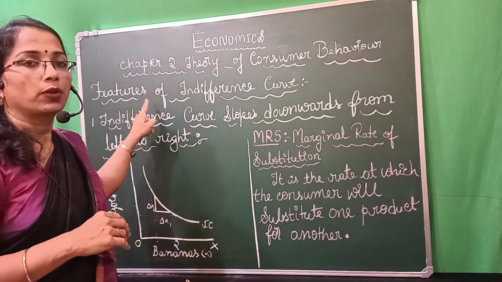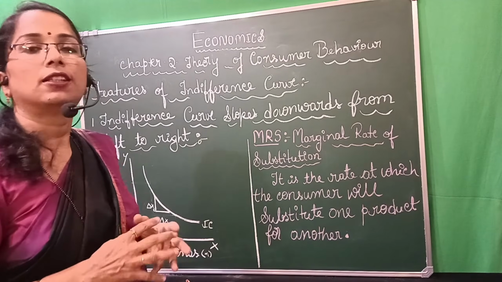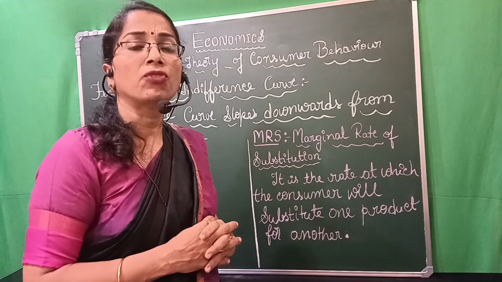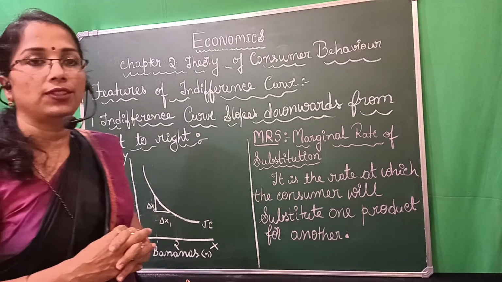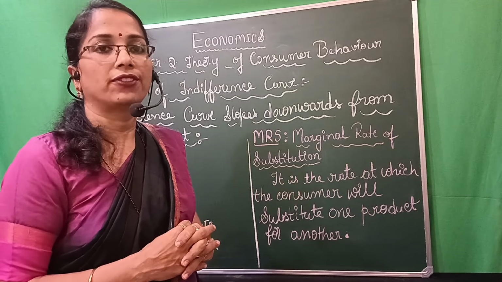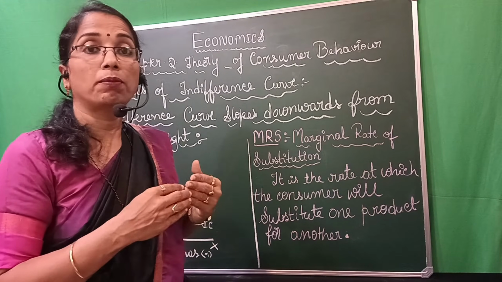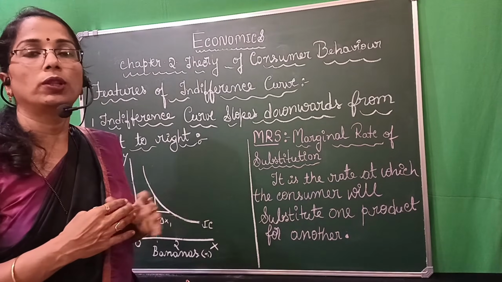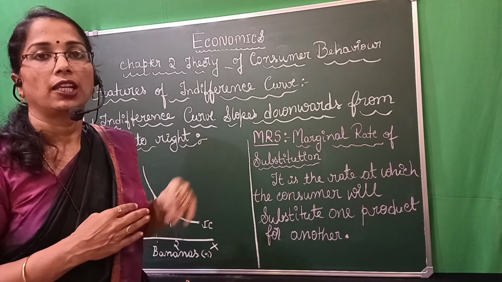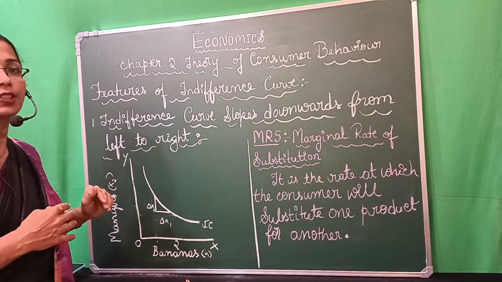This particular question is asked for 6 marks in the board exam. For 6 marks, you need to write 3 features of an indifference curve. With the help of a diagram, you need to explain all these 3 features. Let us begin with the first feature of an indifference curve.